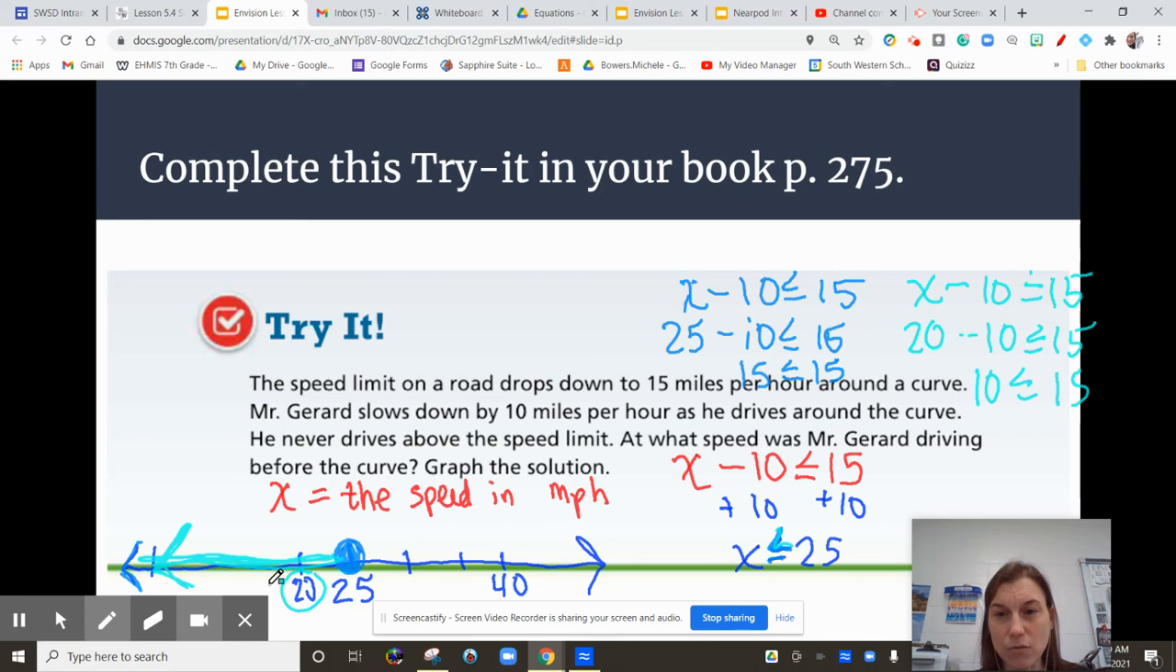It matches my inequality that I wrote, and it matches the story logically. So there you go. From there, there may be some practice that your teacher is providing for you, but that's your lesson on writing inequalities with addition and subtraction.